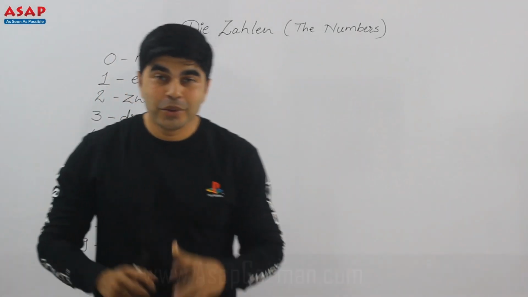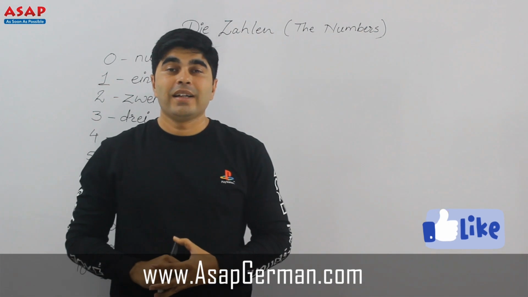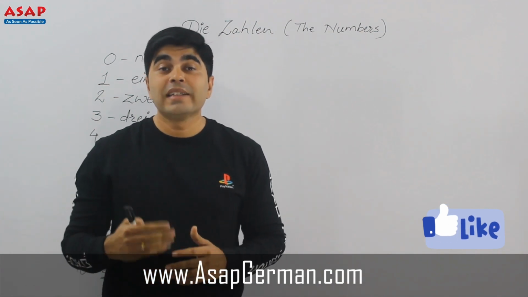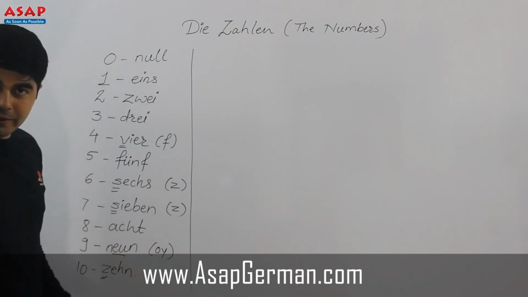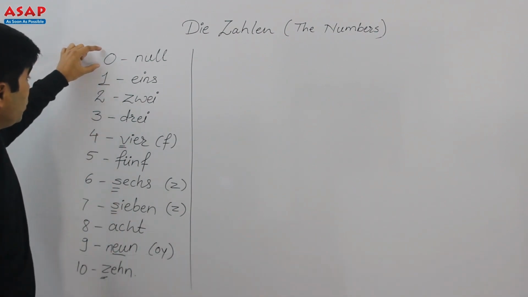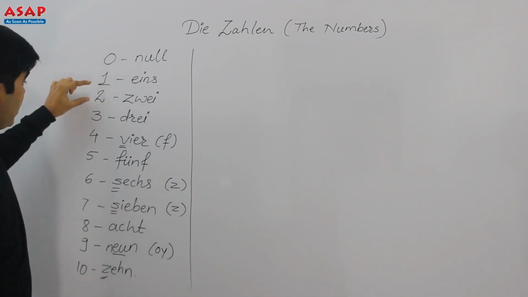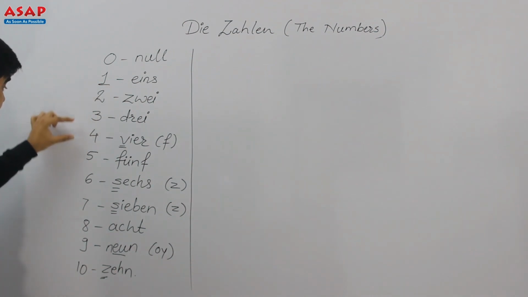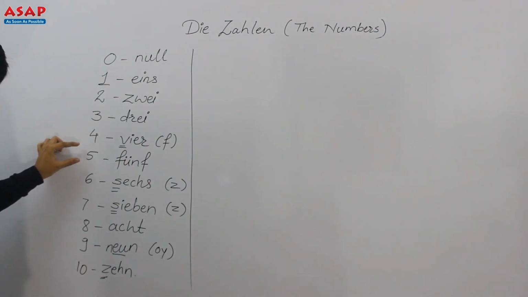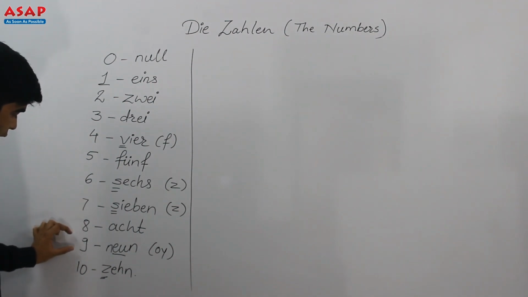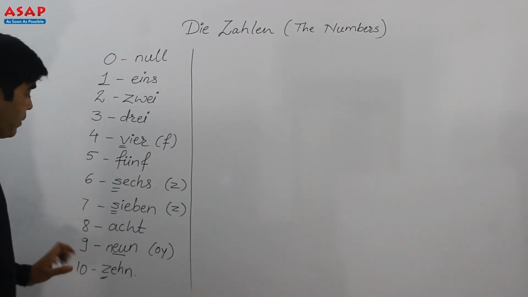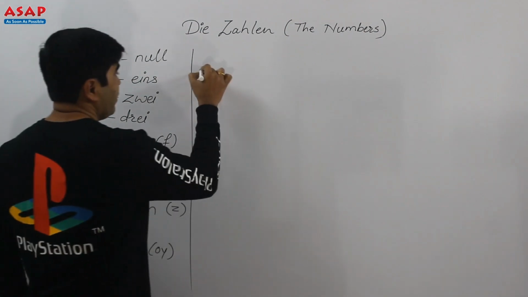Now I hope that you have completed that exercise, and in this video we are going to learn numbers after 10. Okay, so one quick revision: we'll have 0, 1, 2, 3, 4, 5, 6, 7, 8, 9, 10. Okay, so now let's see how is 11.